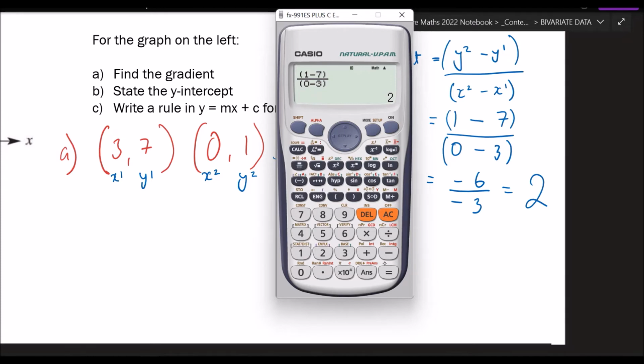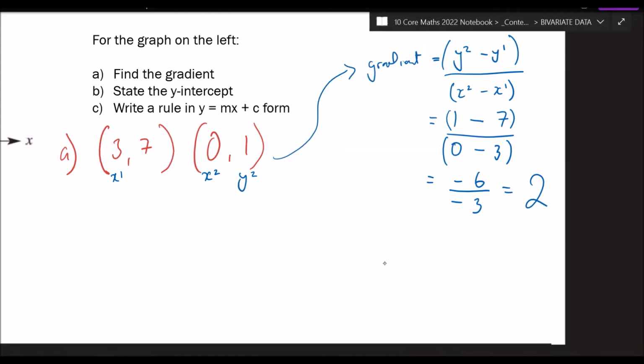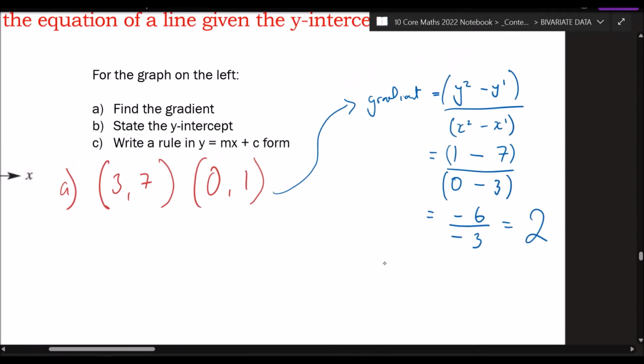What do you mean by the other way around? Yeah, so you used x2, y2, x1, y1. That's fine. It doesn't matter if you use it the other way, as long as you've labeled them correctly and put them in the right spots, you should still get the same gradient. What matters is you put the right ones in the right spots. If I use this as x1, y1, and this as my x2, y2, it still gives you the same answer. So good observation there.